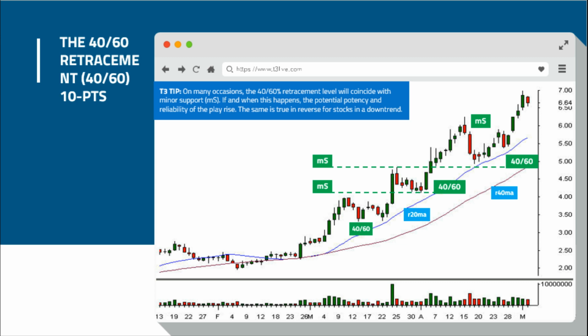But the beautiful thing also is that on many occasions, the 40-60% retracement level will coincide with minor support and the rising 20 MA.